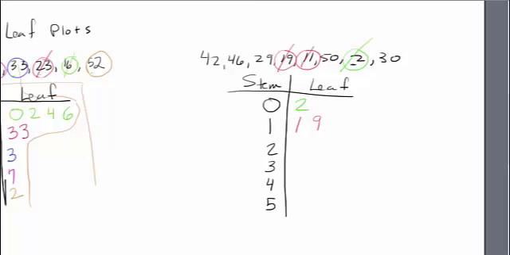For 2s, looks like we've got 1 there. We've got a 29. Easy enough. Same for 30, we've just got the 1, so it'll be a 0. Because it's 3, 0, 30, we're representing that number there. We have 2 in the 4 category. We've got a 42 and a 46. We have 1 remaining number, which is 50, so that last leaf will be a 0.